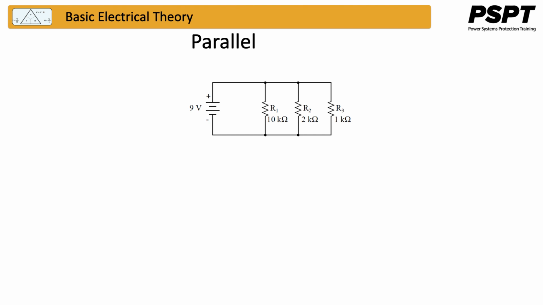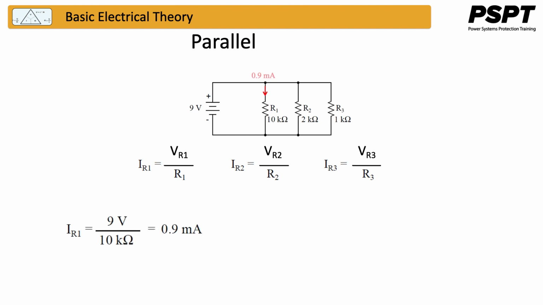We can immediately apply Ohm's law to each resistor to find the current because we know the voltage across each resistor, 9 volts, and the resistance of each resistor. Therefore, in this circuit, the current in R1 is equal to 0.9 milliamps, the current in R2 is equal to 4.5 milliamps, and the current in R3 is equal to 9 milliamps.